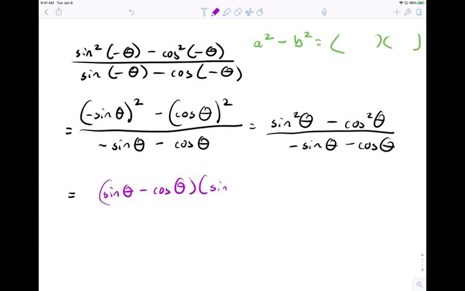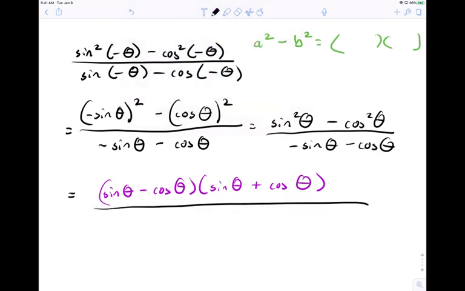Sine of theta plus cosine theta. Okay, so that's a different something squared minus something squared. So the bottom, how can we get the bottom to look like something that's on top? We have a negative sign, minus cosine.